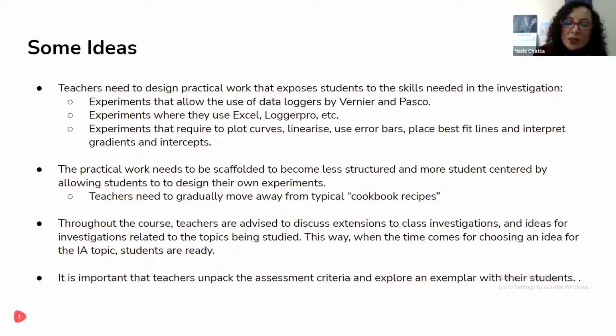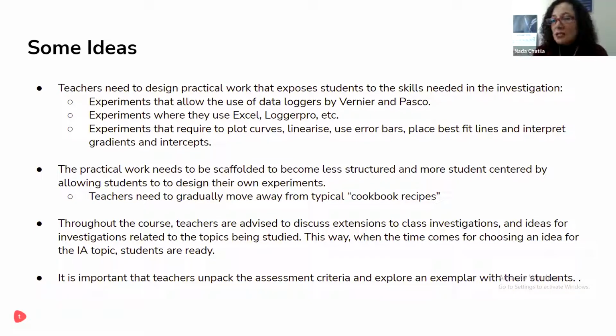Throughout the course, teachers are advised to discuss extensions to class investigations and ideas for investigations related to the topics being studied. This way, when the time comes for choosing an idea for the IA topic, students are ready. And you can have an idea bank for them. I have an idea bank for my students, and some of them use it, and some of them don't. We don't expect everyone to be very creative, very curious.